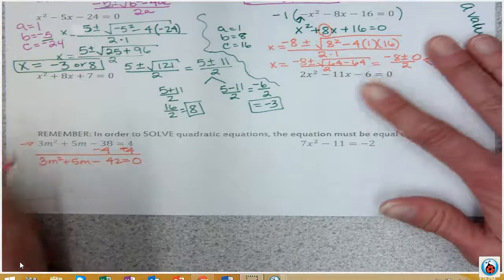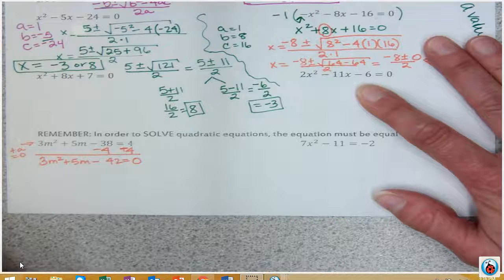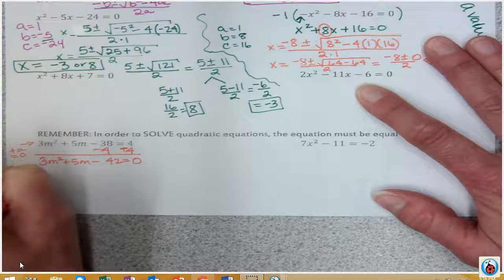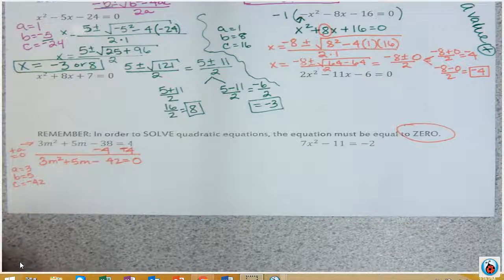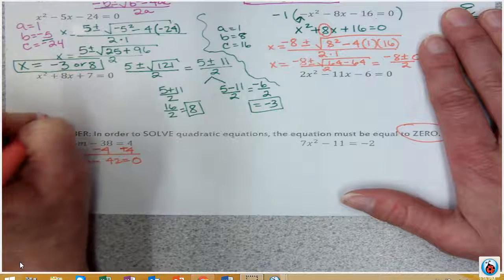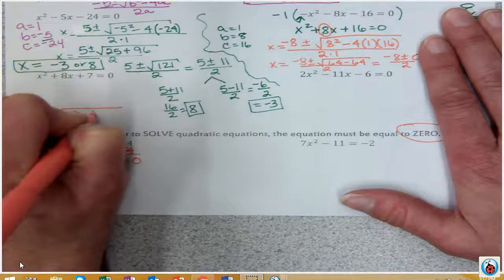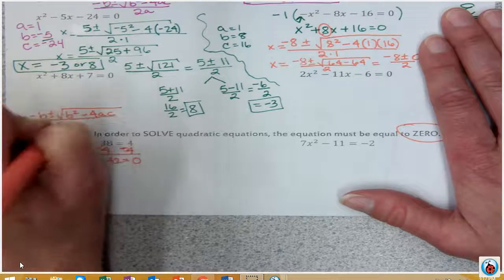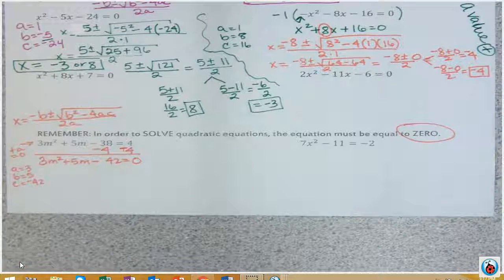So now I have a positive a and equal to 0. So my a value is 3, my b value is 5, my c value is negative 42. So I'm going to plug that into my quadratic equation, which is x equals negative b plus or minus the square root of b squared minus 4ac all over 2a. Alright, then now we plug everything in.